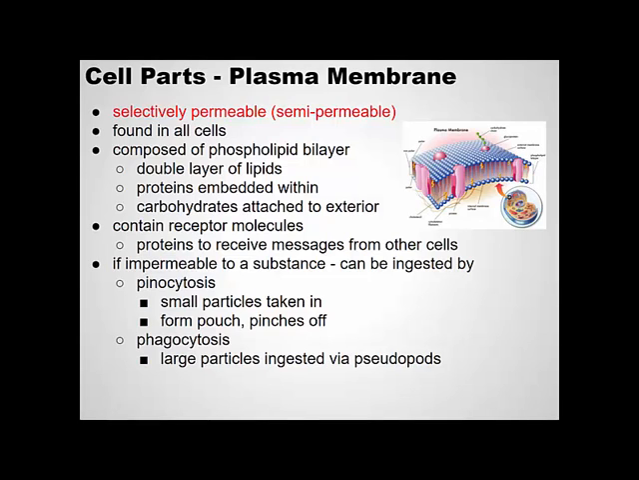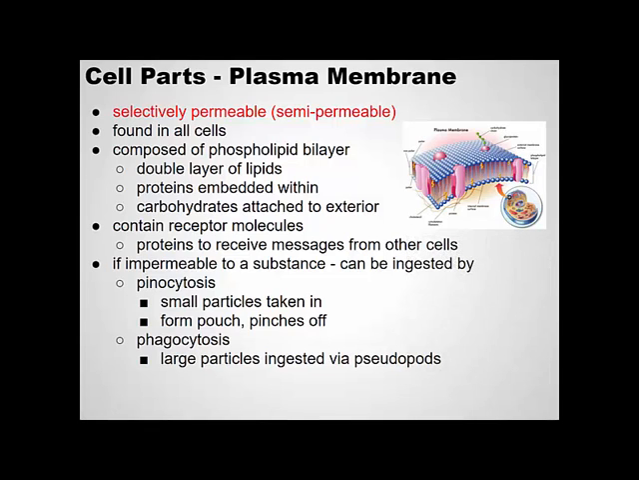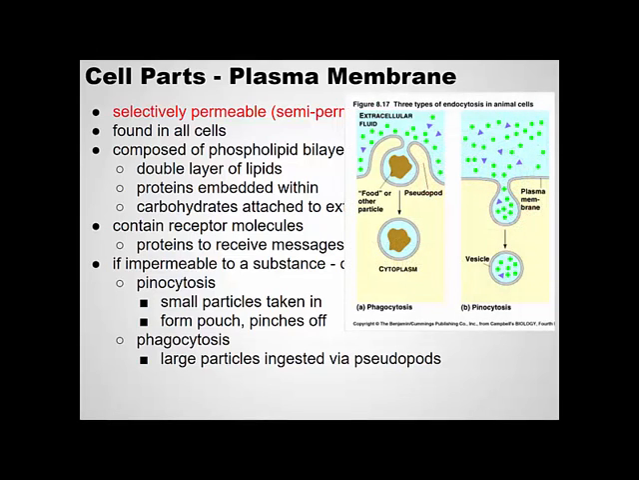Now, some molecules can just diffuse through that phospholipid bilayer. Others cannot just go through it. For molecules that can't just diffuse through the membrane, here you see the outer layer is the cell membrane. But some of these molecules, small molecules, can be taken into the cell through a process called pinocytosis. So if something can't just diffuse through the cell membrane, it can come into the cell through this process.